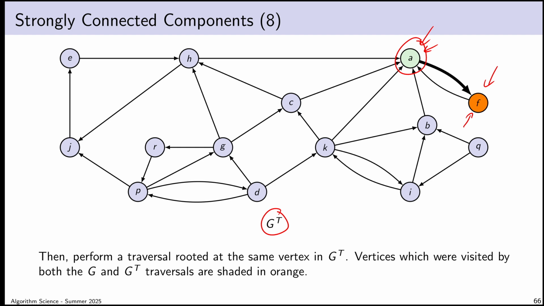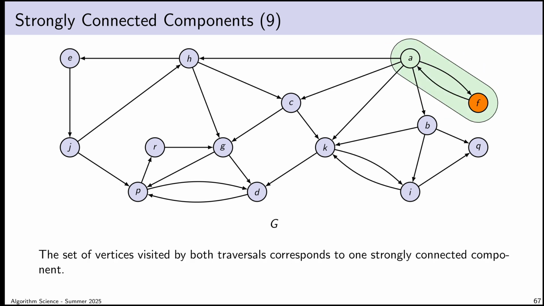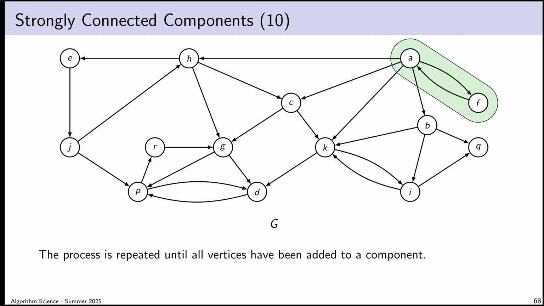Okay, so the set of vertices that were visited by both traversals is then going to be a strongly connected component. There it is. I now have one strongly connected component. And now if I want to find the next one, I just go find some other vertex that has not already been added to a component, and I repeat the process there.